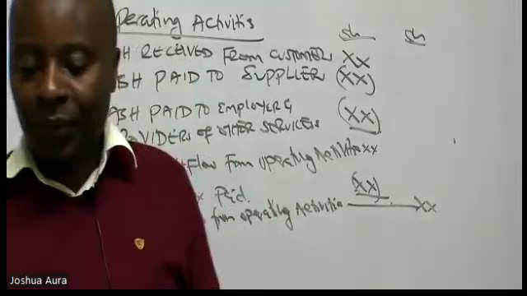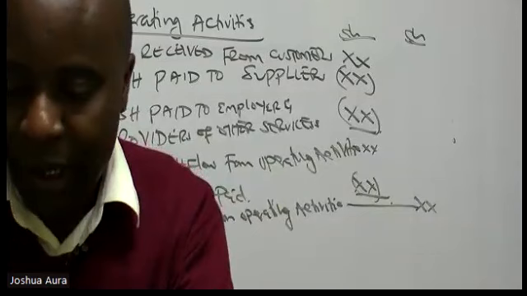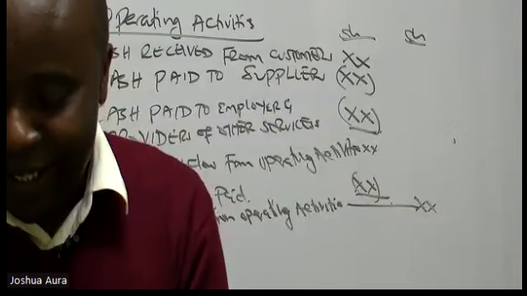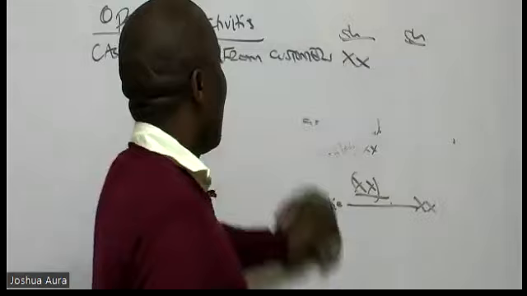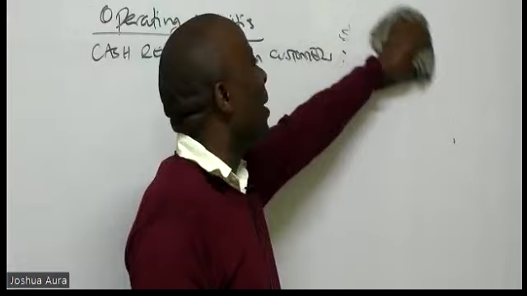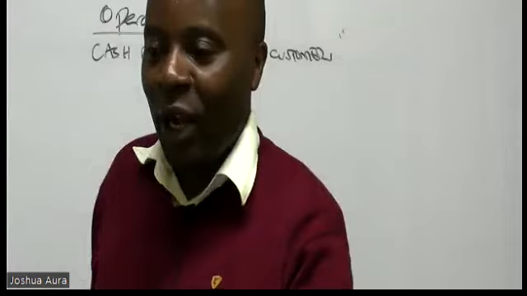Great. Now, ladies and gentlemen, remember that this really is a very straightforward thing. Can somebody guide me? I would want to work with the first item here: cash received from our customers. Which account do you think I am going to work with to derive this figure of cash we are going to receive from our customers?